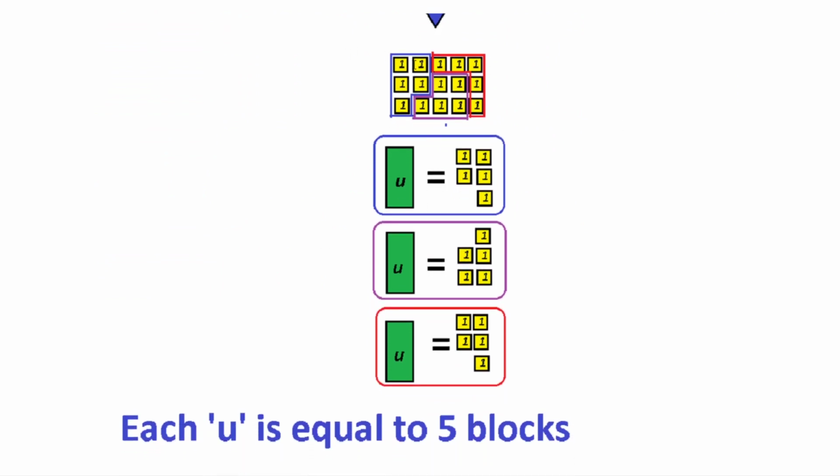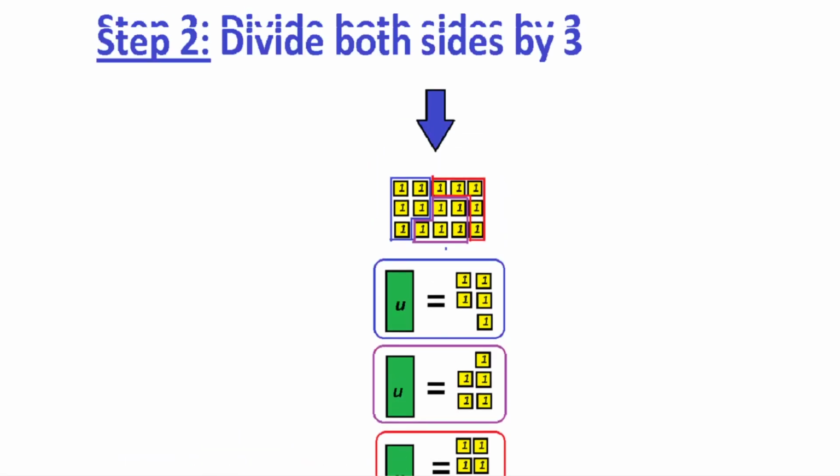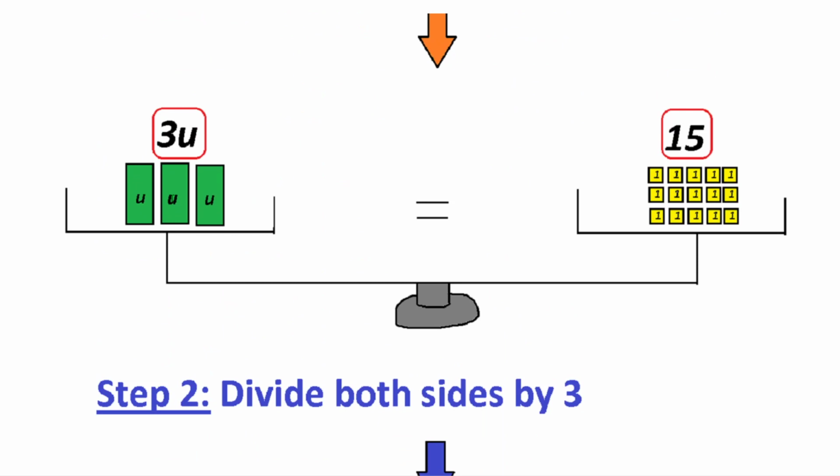So we took the 15. Notice I split it up into 3 groups of 5. So we know that there's 3 blocks here, 3 U blocks, and if we are splitting them up into 3 equal groups, that means that there's going to be 5 of these blocks in each of these U blocks. We have 3 of them, so if you divide these up, there must be 5 in each one of these.